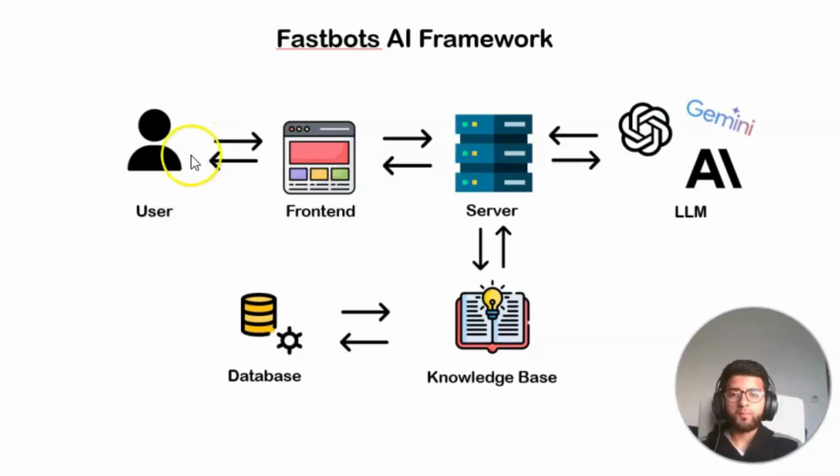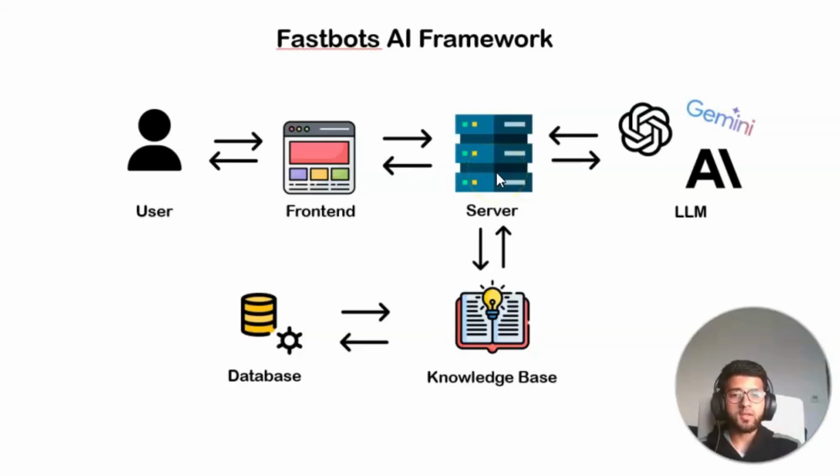So first of all, what happens is the user enters a prompt, or they ask a question to the chatbot. Now the front end takes that information and sends it to the server. Now the server searches the knowledge base for that information. And if the information is found, the knowledge base sends the information back to the server.